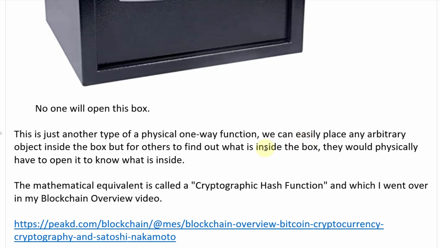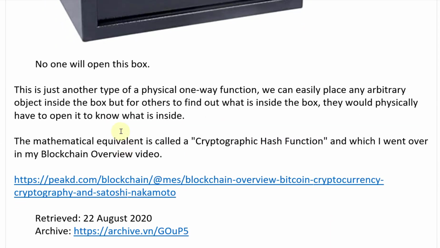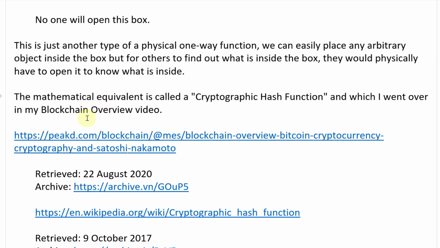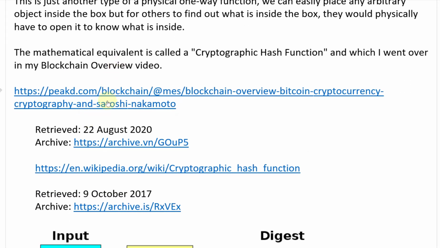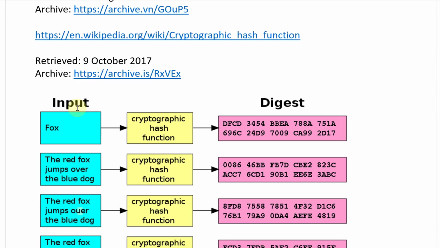We can easily place any arbitrary object inside the box, but for others to find out what is inside the box, they would physically have to open it to know what is inside. The mathematical equivalent is called a cryptographic hash function, which I went over in my blockchain overview video. So here's a link to that earlier video. And this was from Wikipedia, the cryptographic hash function.